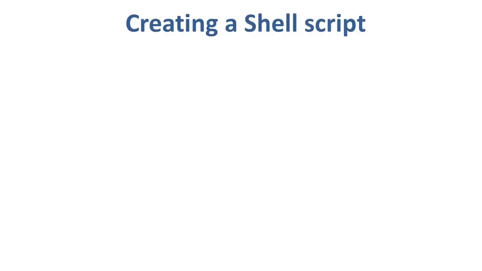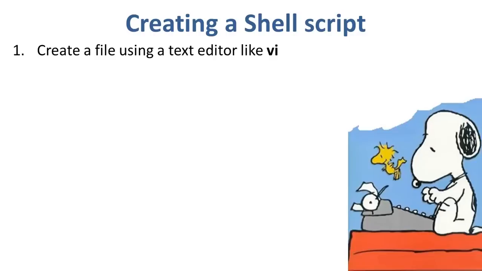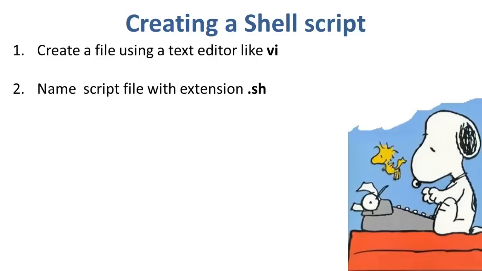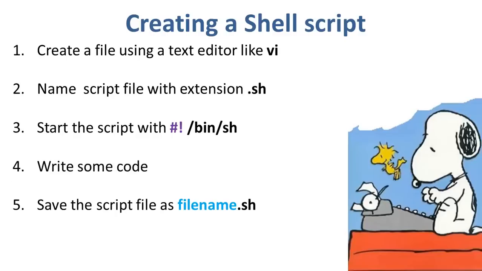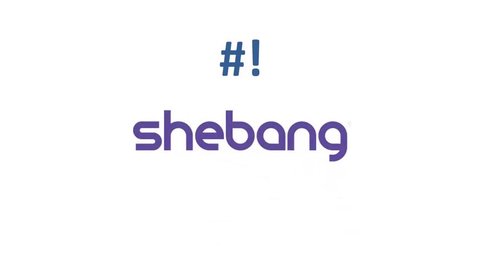Let us understand the steps in creating a shell script. First, create a file using a vi editor or any other text editor. Second, name the script file with an extension .sh. Start the script with the hash sign followed by the exclamation mark followed by the /bin/sh path. Write some code. Save the script file as filename.sh. For executing the script, type bash followed by filename.sh. Here, the hash sign followed by the exclamation mark is an operator called shebang, which directs the script to the interpreter location.